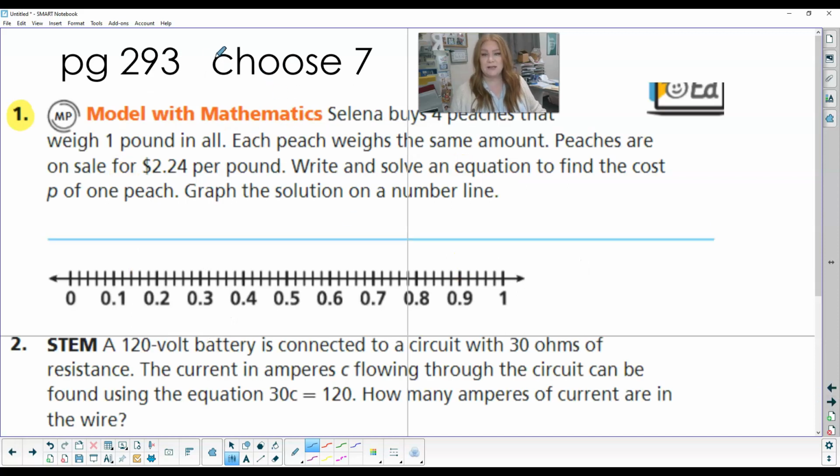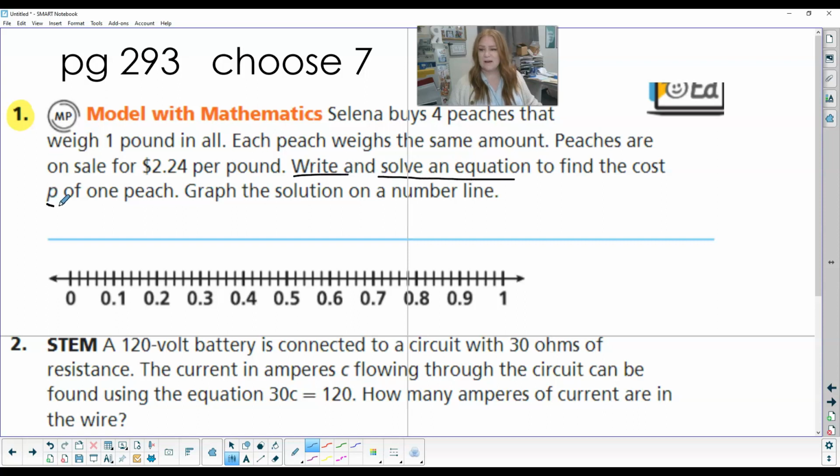Okay, on page 293, you get to choose any 7 problems to do. I've picked 4 or 5 that I'd like to do with you, and I think there are some others you can find that you can do all on your own. This says that Selena buys 4 peaches that weigh 1 pound in all. So 4 peaches, total of 1 pound. Each peach weighs the same amount. Peaches are on sale for $2.24 per pound. Write and solve an equation to find the cost of P, 1 peach.